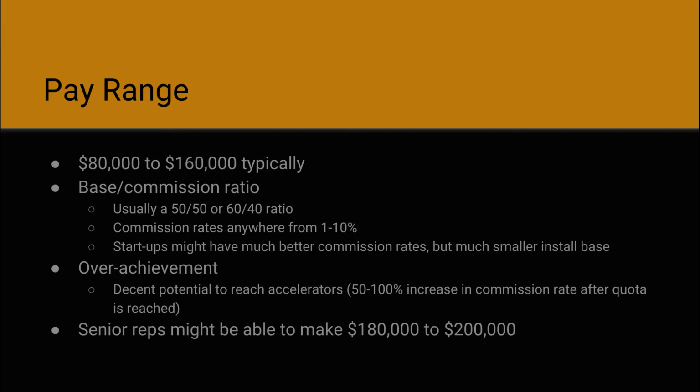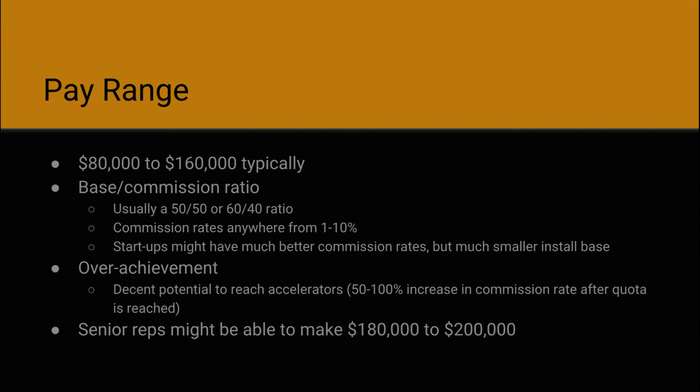And like I've said before, the startups might have better commission rates, but you also have to consider that the smaller install base and the smaller customer base of a startup would have its downsides, but it might have a potential for a really high earning year.